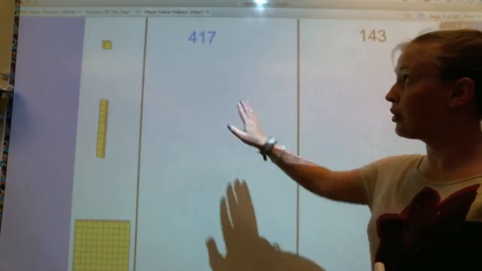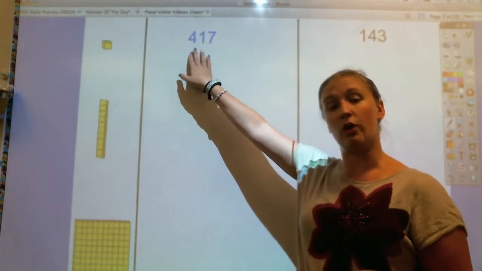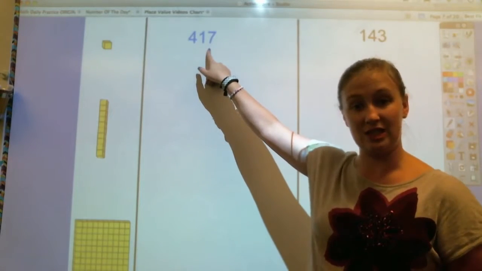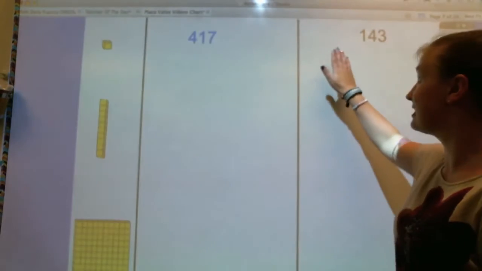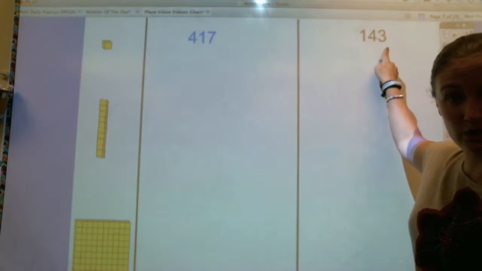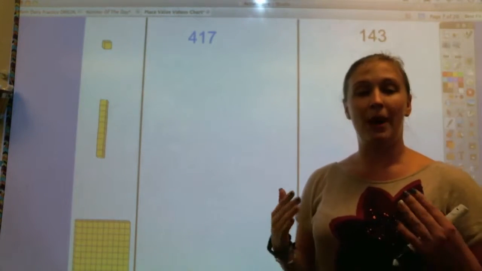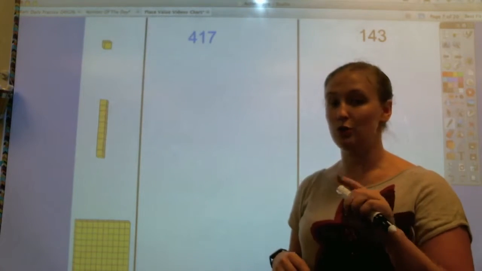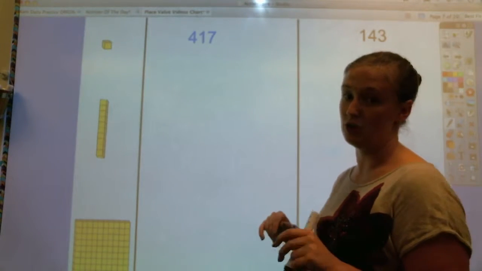Now, you are going to do the number in blue on your whiteboard or paper. Your number is 417. My number is in black. I am going to do the number 143. So let's start by putting it into our place value chart. Pause the video while you put your number into a place value chart.